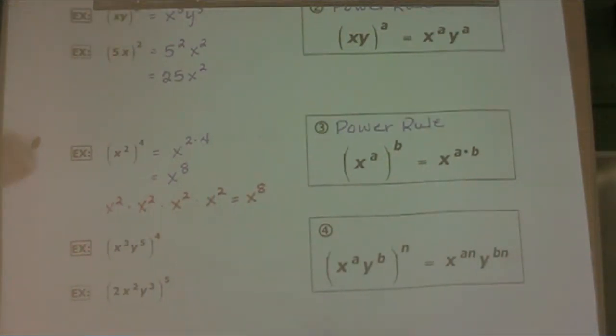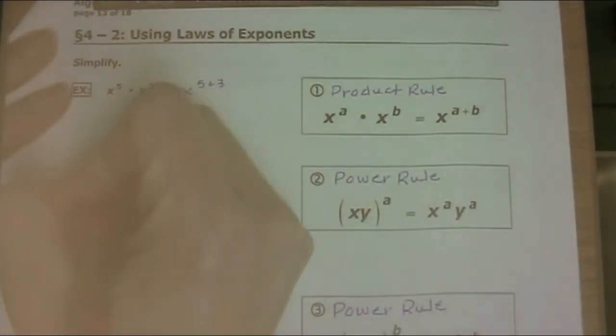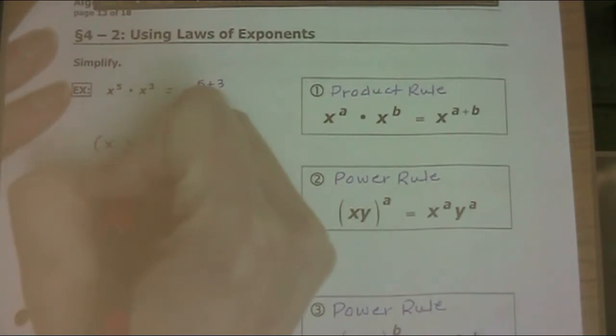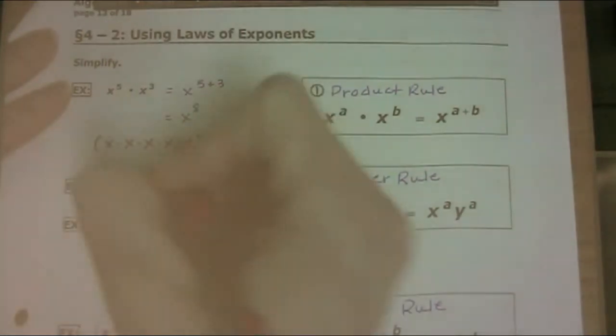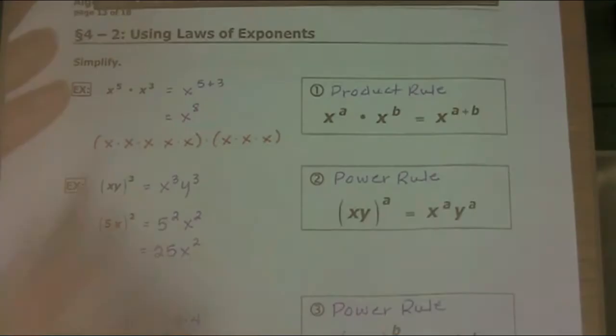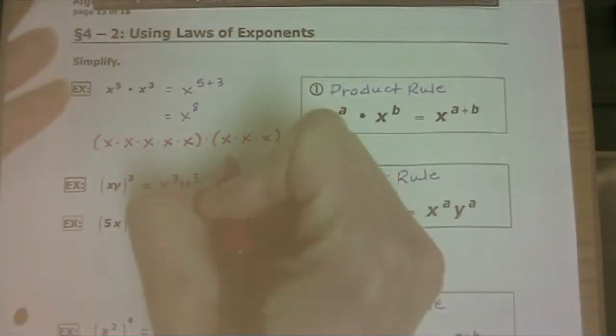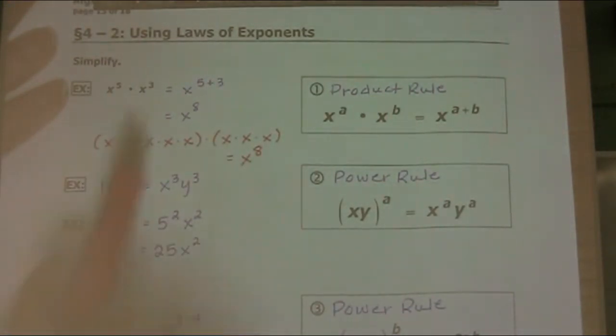Now, if we go back a minute and see why the product rule makes sense, here's why. If we have x to the 5th times x to the 3rd, x to the 5th is x times x times x times x times x, 5 times. X to the 3rd is x times x times x. When we multiply all of these, we're counting up 8 x's, and that's why this equals x to the 8th. But there's no reason to write out all these x's. We now know that we just need to add up our x's, which is 5 of them plus 3 of them gives us 8 of them.